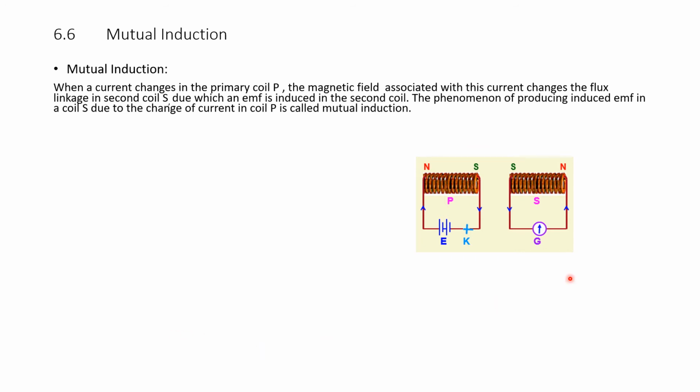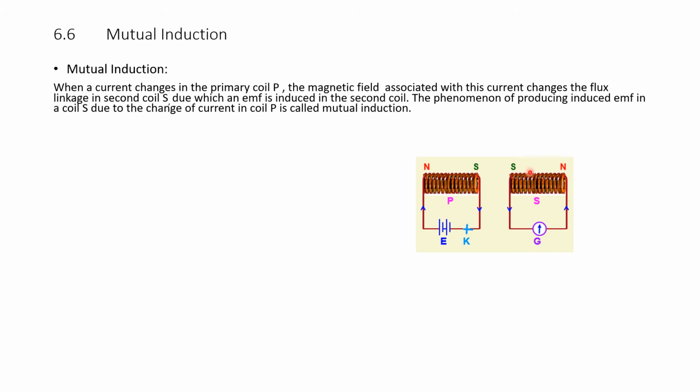Please see the figure. Here there are two coils. One called the primary coil on the left side, and the one on the right side is the secondary coil. So, this is the primary coil and this is the secondary coil. In the primary circuit, a battery is connected to the coil with a switch K. E is the battery, a source of EMF, a voltage source.